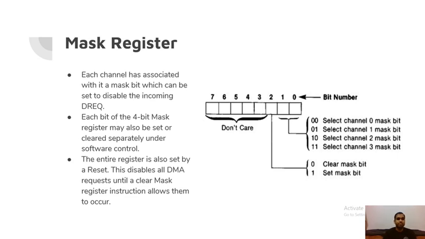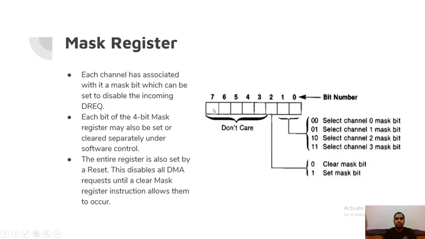The next register is the mask register. Each channel has associated with it a mask bit which can be set to disable the incoming DREQ, meaning the DMA request signal. Each bit of the 4-bit mask register may also be set or cleared separately under software control. The entire register is also set by a reset. This disables all the DMA requests until a clear mask register instruction allows them to occur.